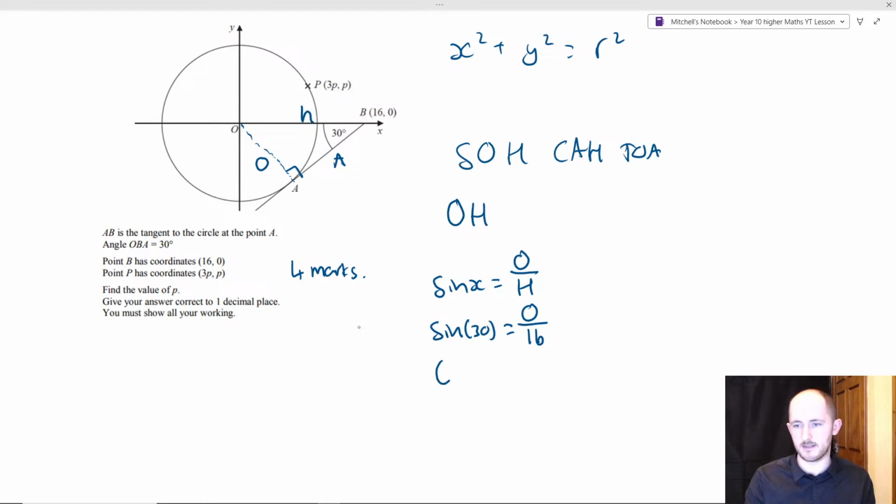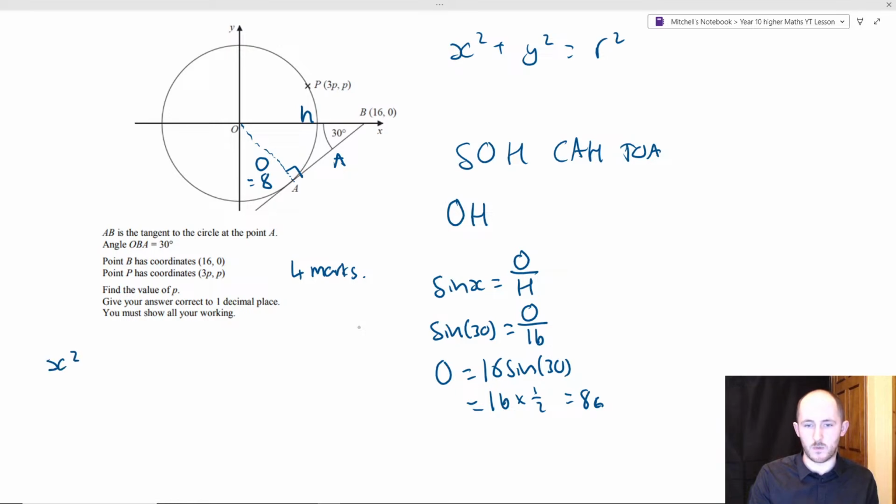So 8, yep. You could have done this part without a calculator actually, because you should know that sine 30 is a half, as Ice Cream just said. So 16 times a half, which is indeed 8. We don't need centimeters, we're just going to call it 8 for now. So my equation of the circle is x squared plus y squared is equal to 8 squared, which is 64.